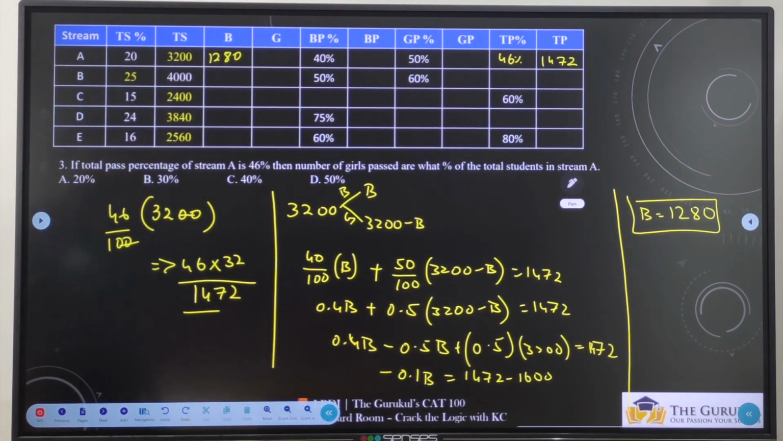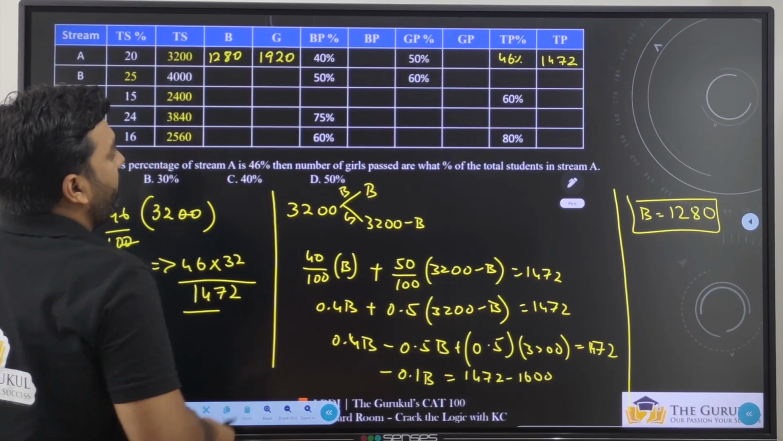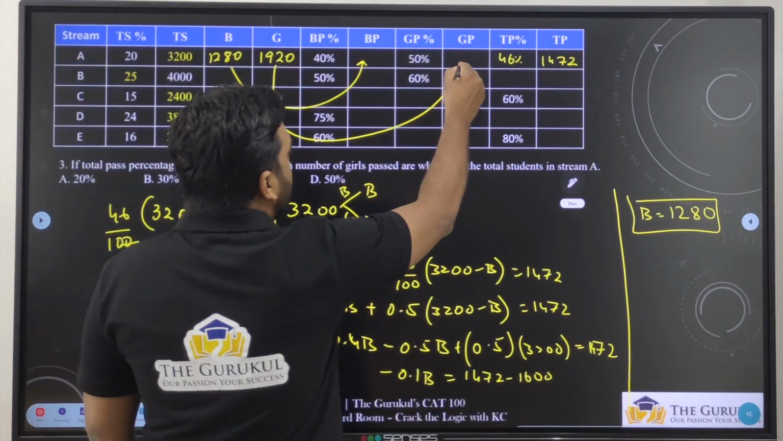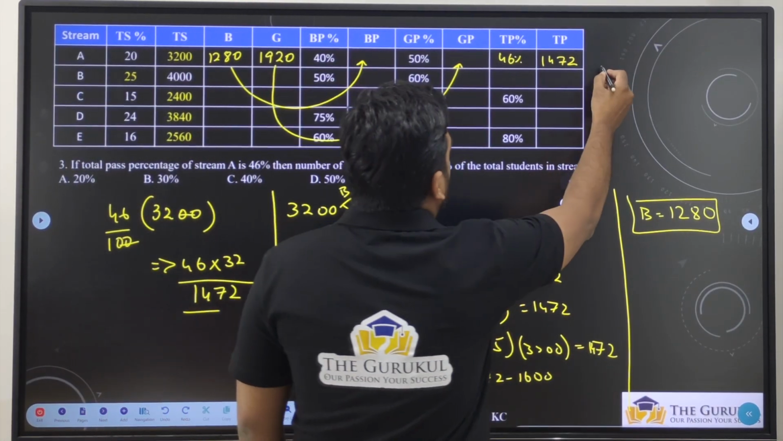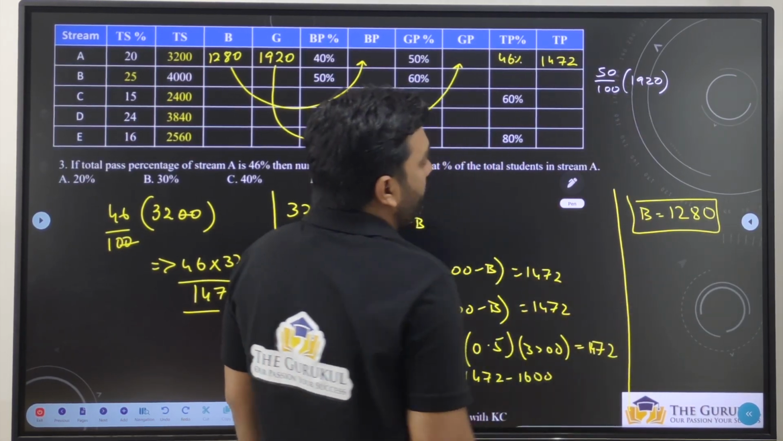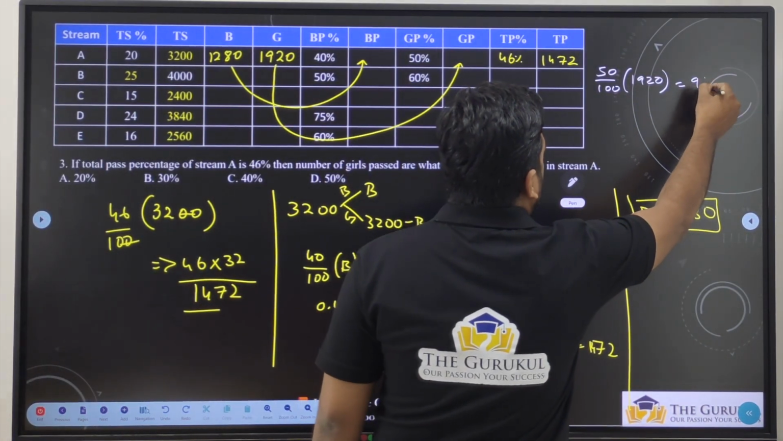If boys are 1280, how many girls will be there? Perfect. If boys are 1280, girls will be the remaining people, which is 1920. Out of boys, 40% are passing. Out of girls, 50% are passing the exam. So this will be 50% of 1920, that is equal to the number of girls who are passing the exam. So how many girls are passing? 960 people are passing the exam. Very good. This is 960.